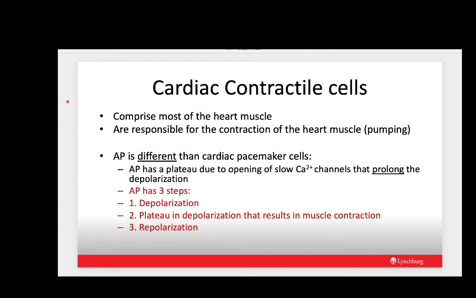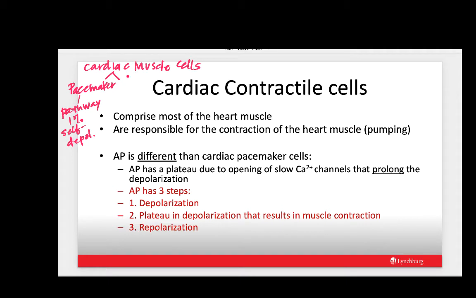So our second type of cardiac myocytes are going to be contractile cells. If you remember, we had two types of cardiac muscle cells. We had pacemaker cells that were located in the conduction pathway, so they were in that specific area. They account for about 1% of the total heart cells, and they were able to self-depolarize.